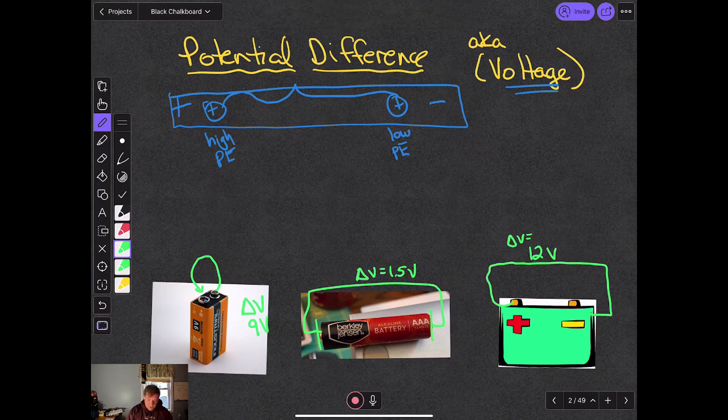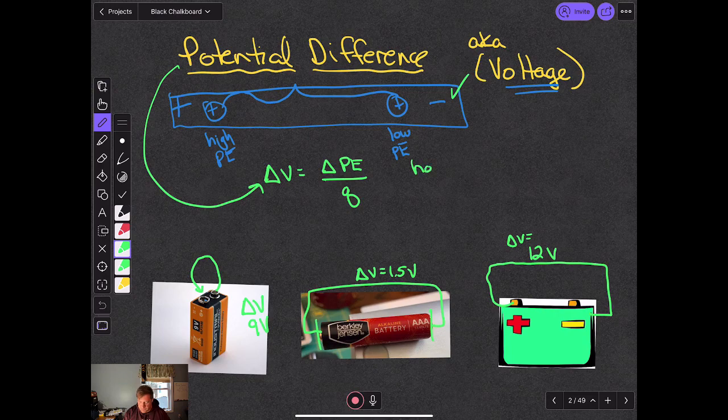So the formula for potential difference is delta V. Remember, that is the potential difference, and it's nothing more than the change in potential energy divided by charge. Now, what that really does by dividing by charge is you know that in this wire, which is a wire made of metal, there's probably some electrons moving around in there. And we're going to talk about that on the next slide. So it's kind of like a ratio of how much energy is each coulomb of charge carrying.